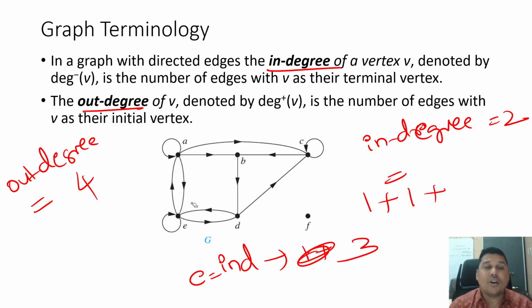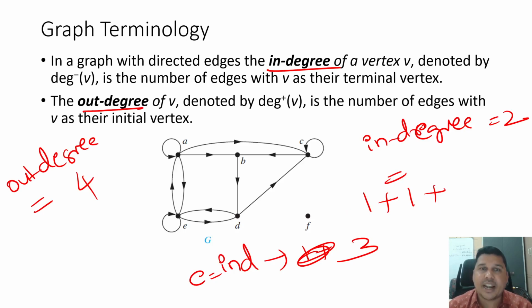Now what is the out degree of E? How many are going away from E? The self loop means it is going away, so that is 1. From E to A it is going away, this is 2, and to D it is going away, this is 3. So the out degree of E is 3. Based on the number of arrows going away and coming in, you have to count. Only thing, when there is a loop, you count 1 in the in degree and also 1 in the out degree. So this is about finding the degrees of a vertex in a graph.